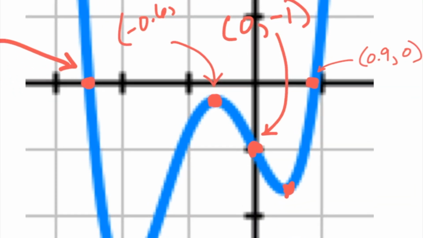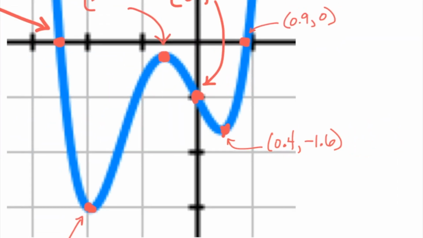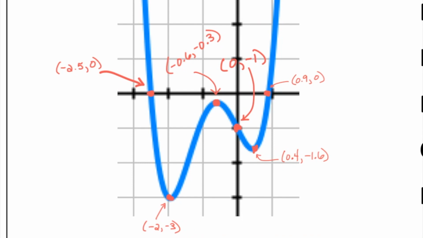Just saying. And then this last extrema over here, this one, I'm going to call that 0.4 and -1.6. And let you take a look at that. And now that everybody in the room right here has agreed upon those numbers, those are the numbers that I'm going to use in the table.